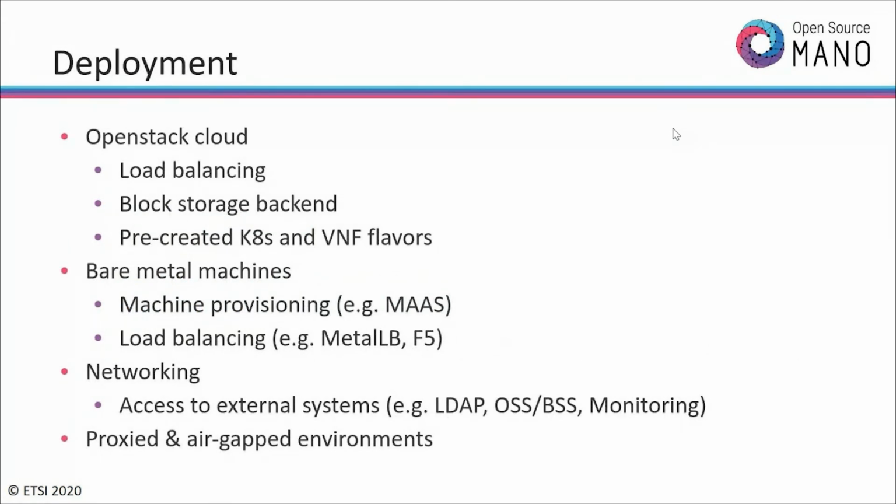So currently, the most deployments that we've seen are falling into 2 different categories, let's say, of substrates. One deployment can be on an OpenStack cloud, and another deployment can be on bare metal machines. With regards to the OpenStack cloud, things that are really important to consider for production is how to set up load balancing, whether the customer has a specific block storage backend that he wants to use. So we should integrate with that.